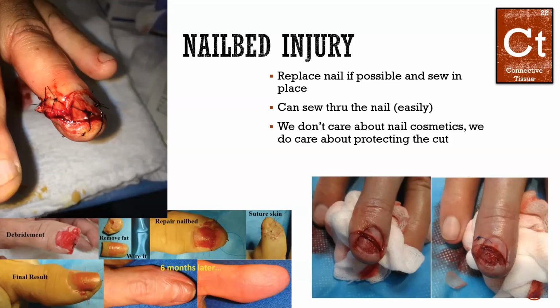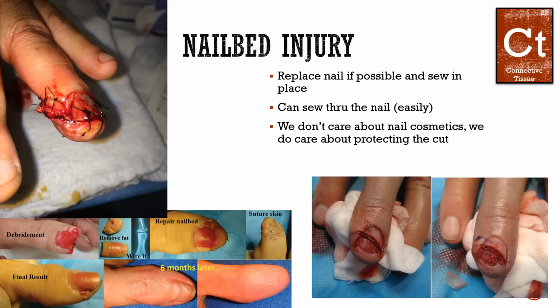It's not because we want to save the fingernail. It's because that nail is actually protecting the bed beneath it. So obviously you don't have to rush around and try to sew the fingernail back on, but it is really handy. I will put fingernails back in and sew them back in to protect that nail bed from both injury as well as infection. You can see several pictures here that show that you can sew the nail back to the skin of the finger. This is very easy.